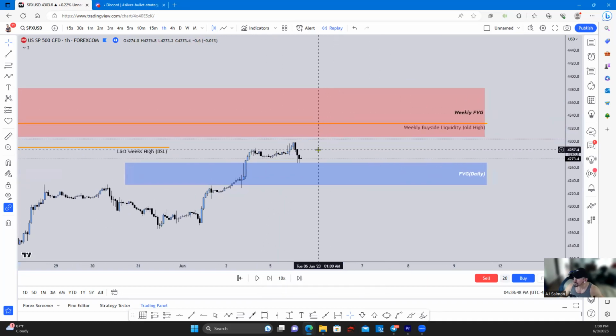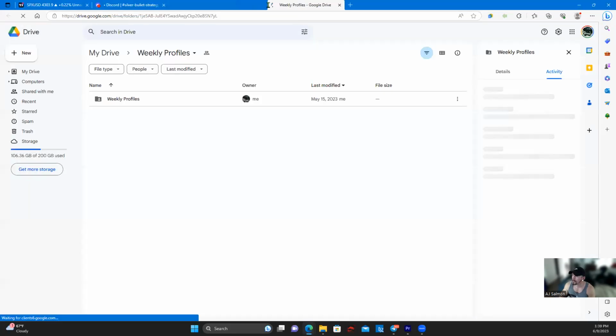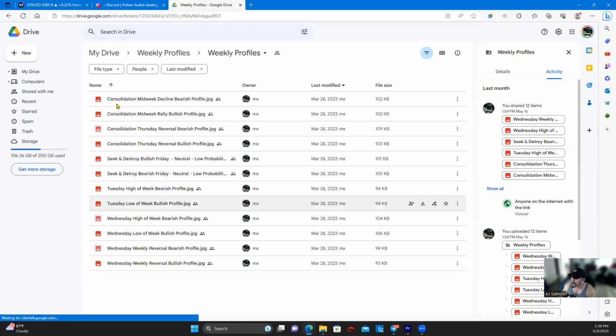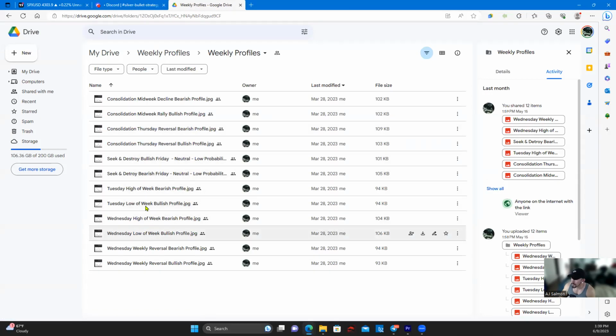Okay. So this is where you're going to want to have your weekly profiles. Okay. So in our private mentorship group, I have a folder in our extras that we can just go to. I'll pull it up here. Okay. And I'll pull it over here. Okay. Weekly profiles. So if we are bullish, we want to look for a bullish profile. So, let's see.